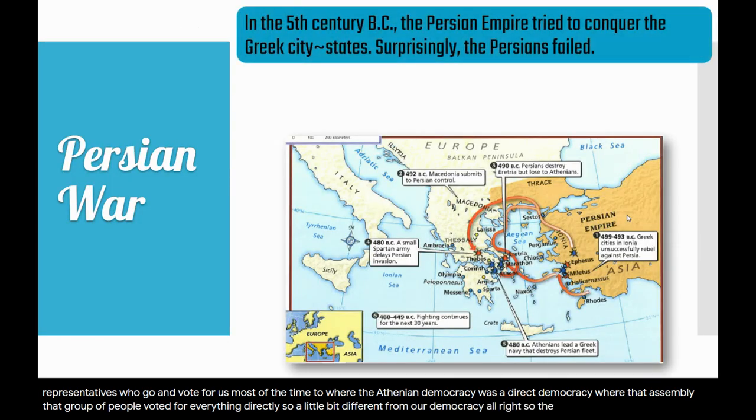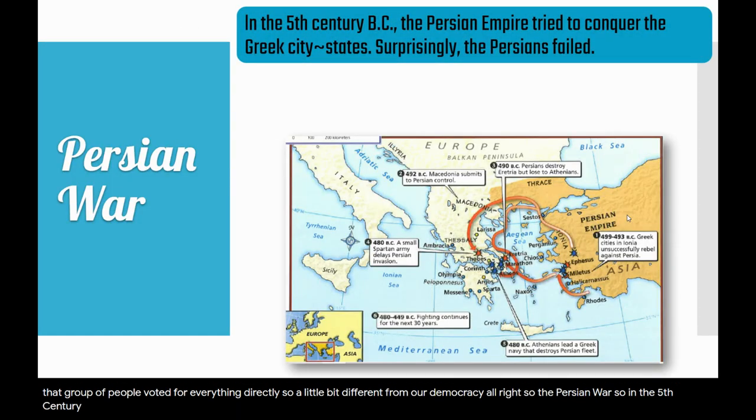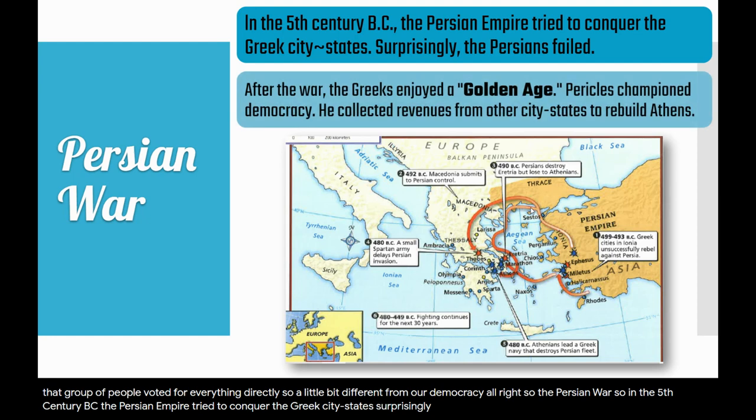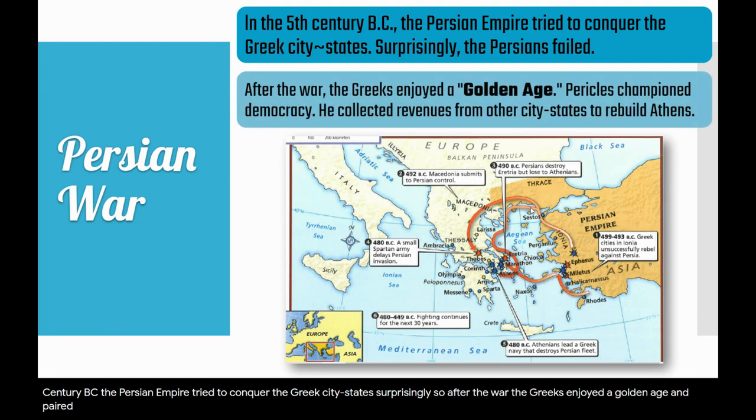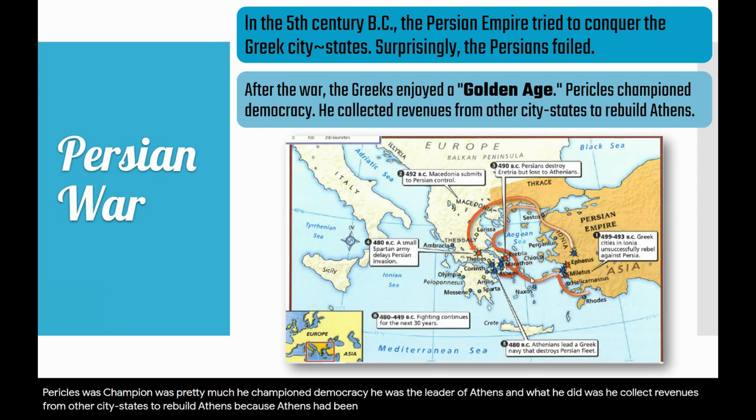All right, so the Persian War. In the 5th century BC, the Persian Empire tried to conquer the Greek city-states. Surprisingly, the Persians failed. After the war, the Greeks enjoyed a golden age, and Pericles, the leader of Athens, championed democracy. What he did was he collected revenues from other city-states to rebuild Athens, because Athens had been destroyed by the Persian Empire. This huge empire loses to the Greeks, but it did destroy Athens and other cities.